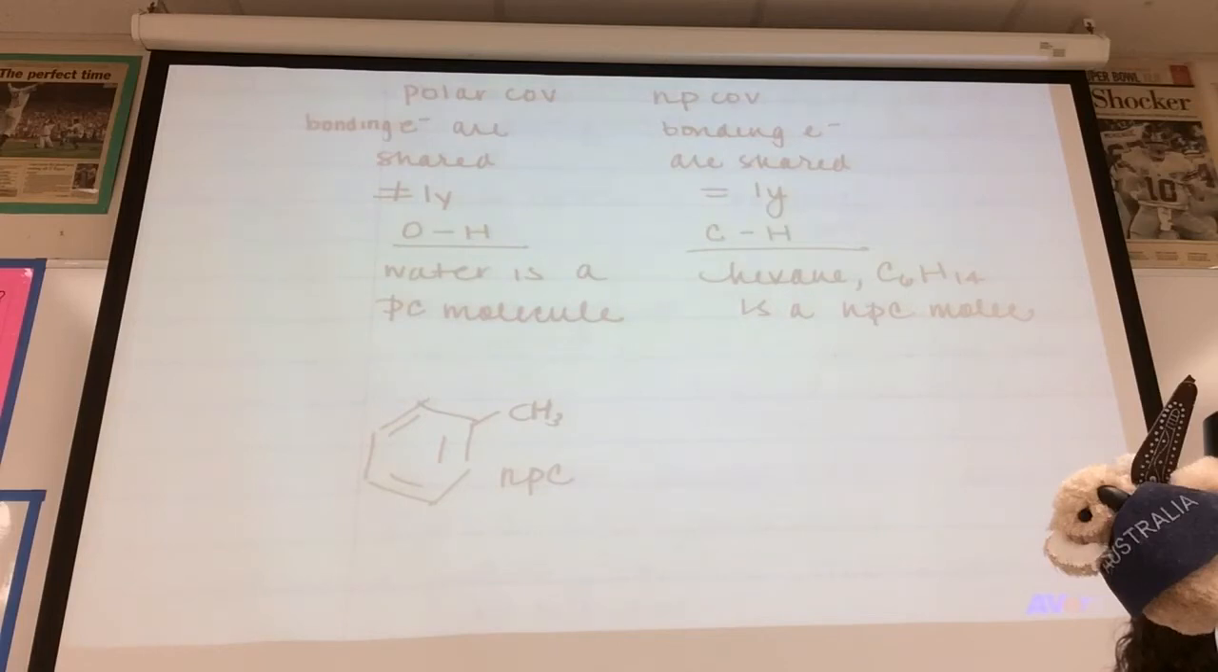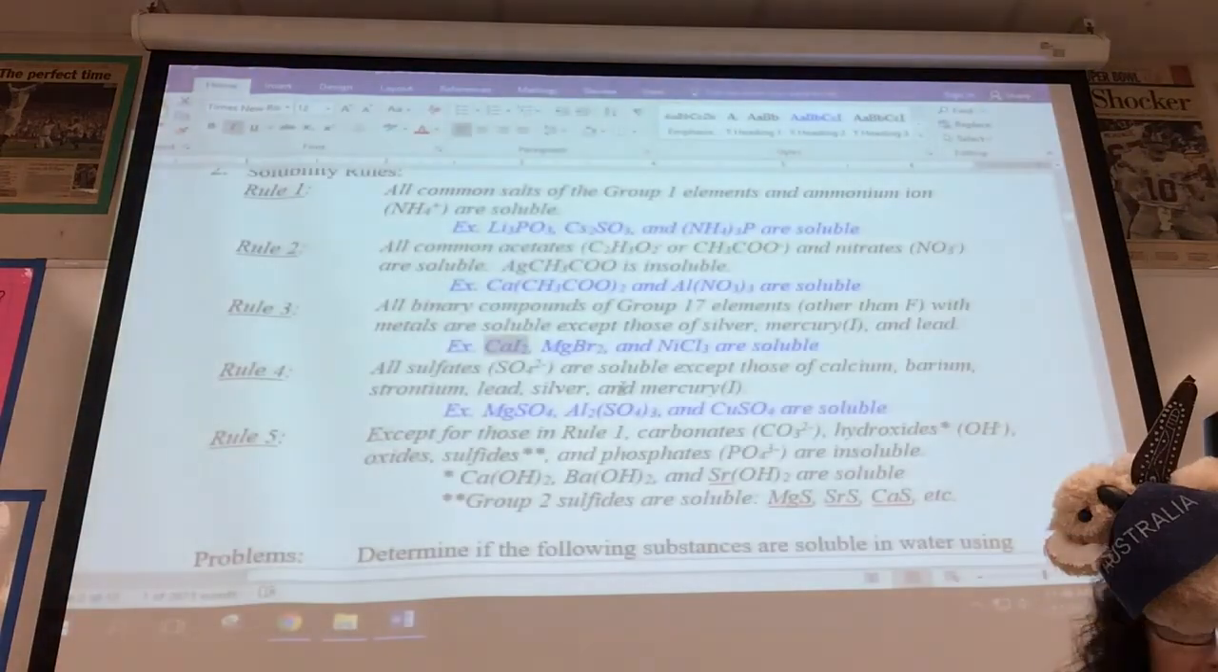So calcium iodide is binary. It doesn't contain one of those cations, and it doesn't contain fluoride. It's water soluble. Magnesium bromide, water soluble. Nickel 3 chloride, water soluble.